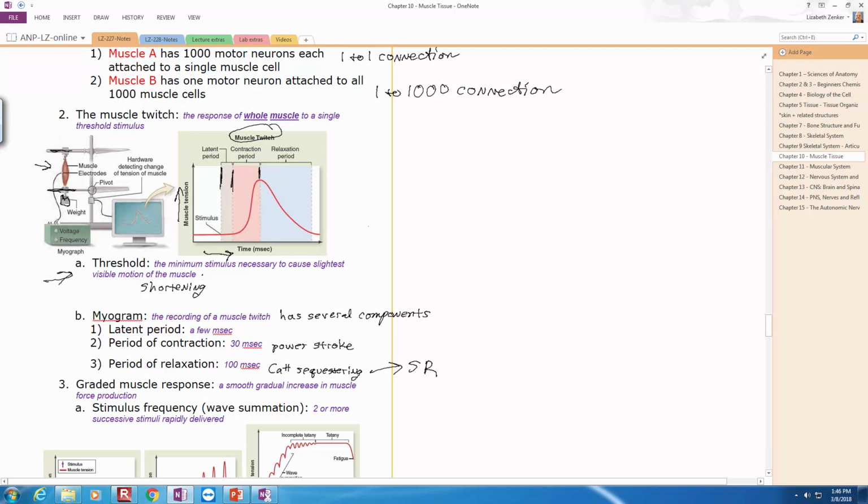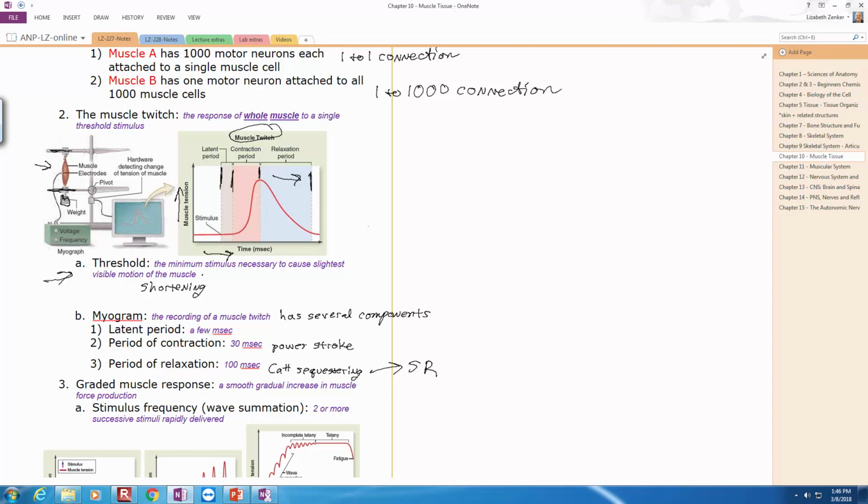The actual contraction of the muscle was give or take about 30 milliseconds. The relaxation period was a lot longer. That took you about 1/10 of a second to relax. That's why I was saying 100 milliseconds is 1/10 of a second. I was just trying to put it in perspective for you guys, because sometimes people throw numbers out and you're like, I don't know what you're talking about. Now, hopefully that makes a little more sense for you guys.